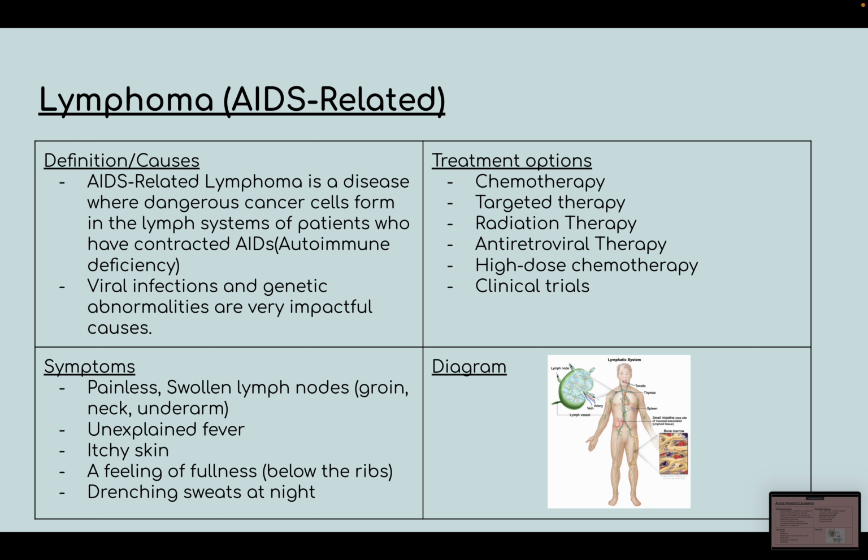However, there are treatment options such as chemotherapy, targeted therapy, radiation therapy, antiretroviral therapy, which is also known as ART, high-dose chemotherapy, or clinical trials. And you can see in the diagram the lymphatic system. And you can also see the lymph node.